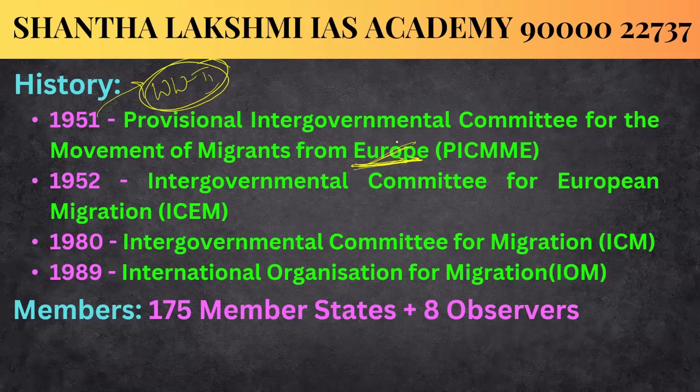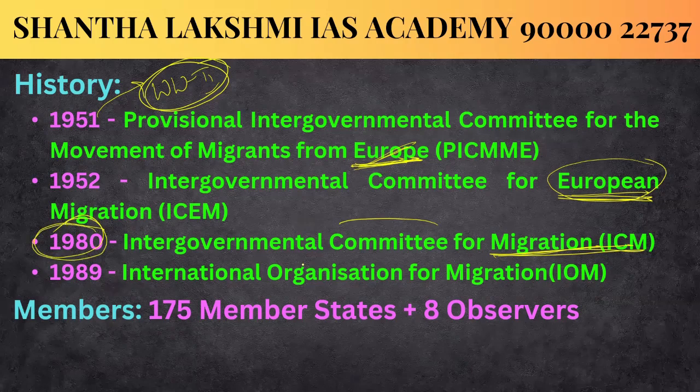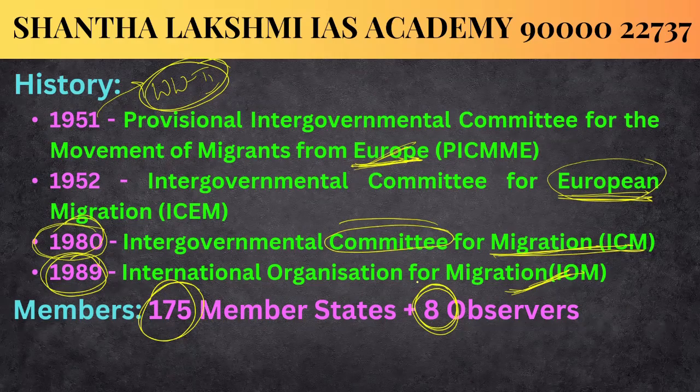In 1952, it was changed to the Intergovernmental Committee for European Migration. And in 1980, it was changed to the Intergovernmental Committee for Migration. So now its scope includes not only the European migrants, it now looks into migrant issues all over the world. Till 1980, it was called the Intergovernmental Committee. But in 1989, it became the International Organization for Migration with 175 member states and 8 observers. So this is about the IOM, the International Organization for Migration.